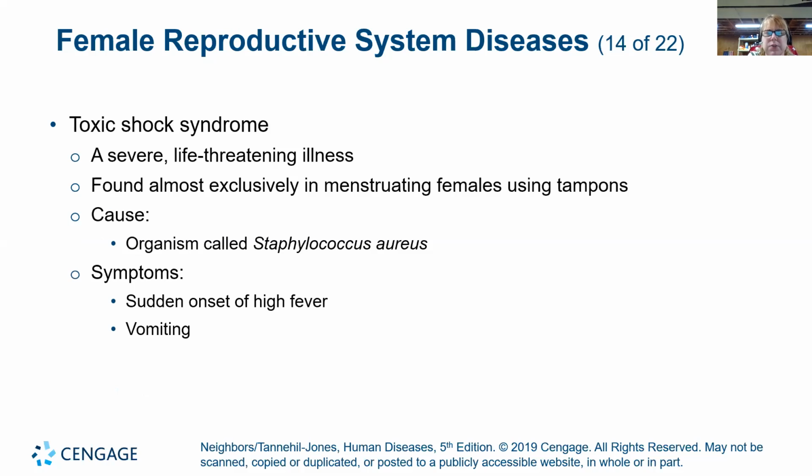So toxic shock syndrome doesn't get talked about a lot, but it really does occur. It occurs mostly in the lower socioeconomic classes who do not have a lot of money for disposable female products. We also see it in underdeveloped countries where they use homemade tampons, okay? It's a severe life-threatening illness. It's found almost exclusively in menstruating females using tampons, okay?